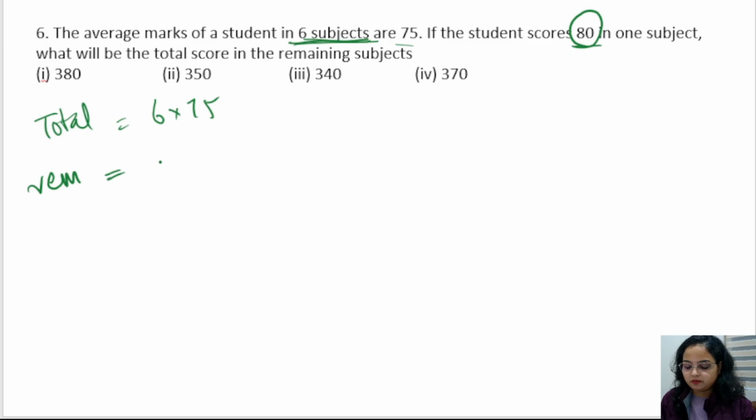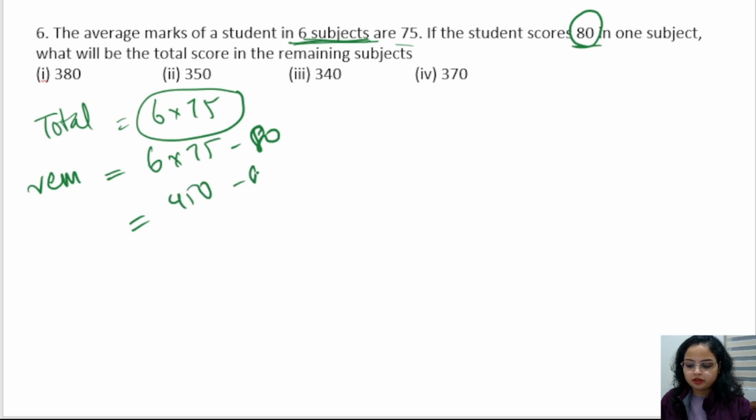So remaining subjects marks are what? We will subtract 80 from this answer. Okay, 6 into 75 minus 80. Okay, we will get the answer. It is 150 into 3, 450 minus 80. It is what? 370. Okay, or we can do this by using another method also.